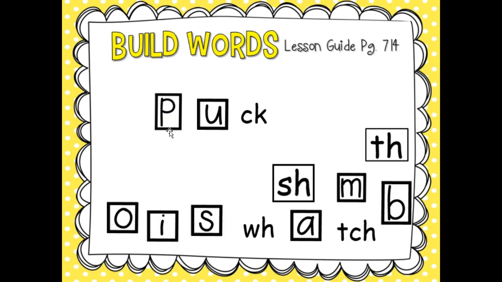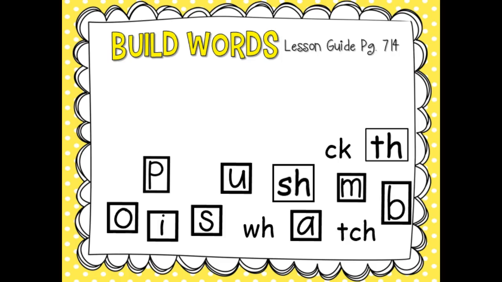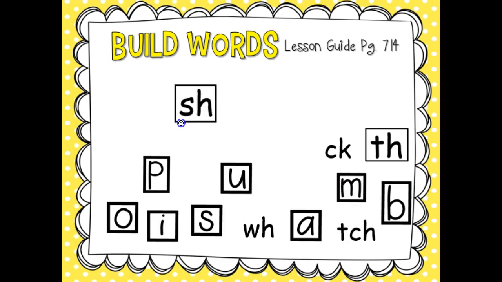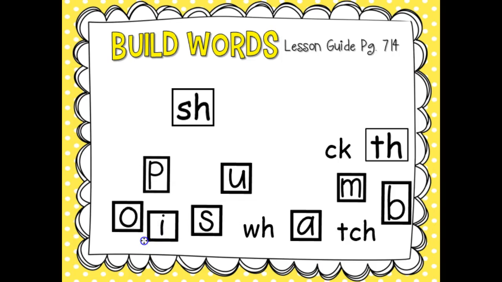The next word I want you to build is ship. Pause this video and build the word ship. Remember, it helps to finger stretch the words. The first sound is sh, i, p. Let's build it. Sh. S and H make the sh sound. The next sound is i. The letter I makes the i sound.